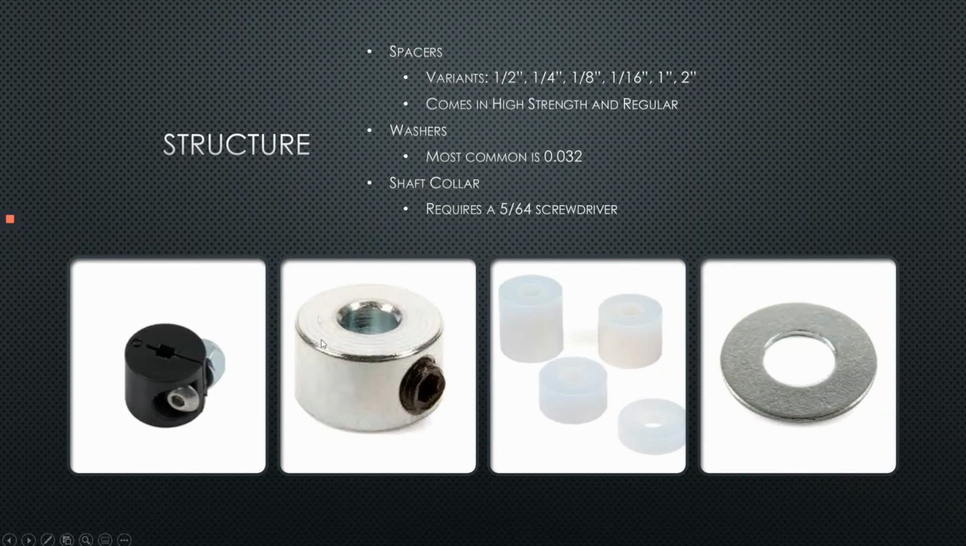Another important structural component is the shaft collar. After you put on all your spacers, your washers, and everything you need, you want to fasten it using this shaft collar. It's a collar that you put on your shaft, and it has this screw right here. For this one you would need a 5/64th. This is one of the rare occasions where this is a 6-32 screw, and you would need a 5/64th screwdriver. You put it on your shaft and screw it in so that your spacers, washers, and other items don't move on the shaft.